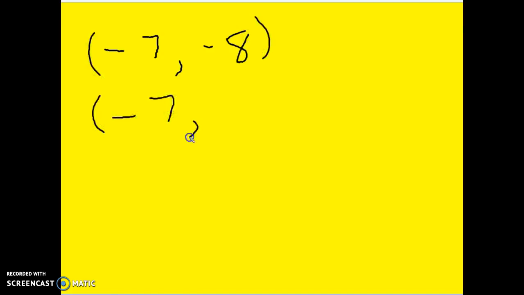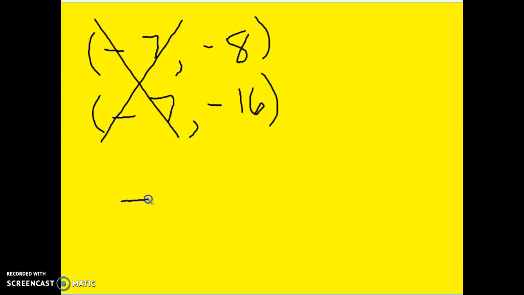What if I had the points -7, -8, and I also had the points -7, -16? Well, what I would do here is, again, cross out what's common and then ask myself, what's the difference between those two numbers? So difference means subtraction. So always a subtraction problem. That's not ever going to change. And then write both numbers in there.